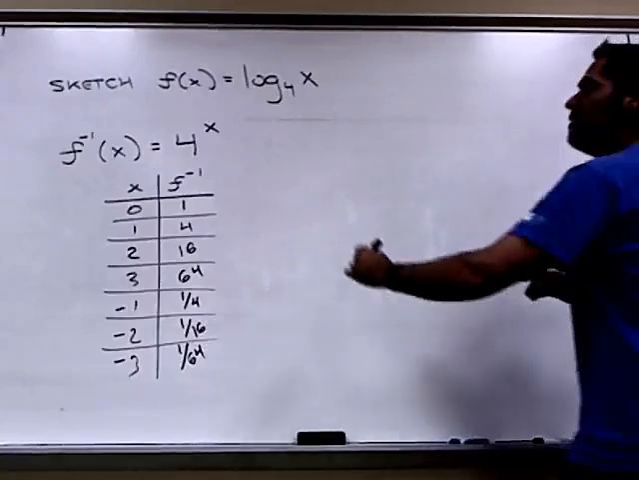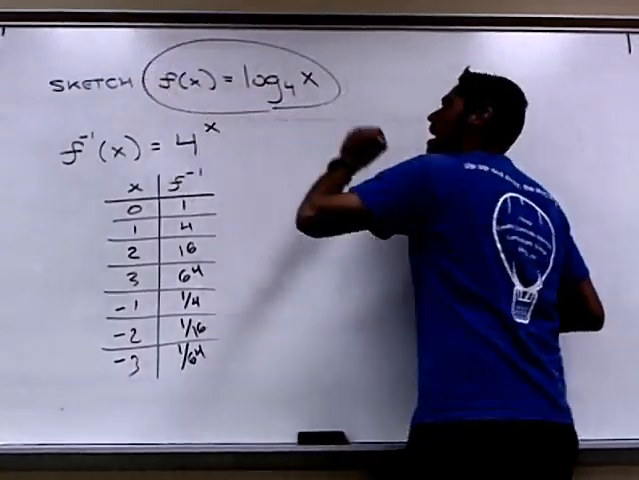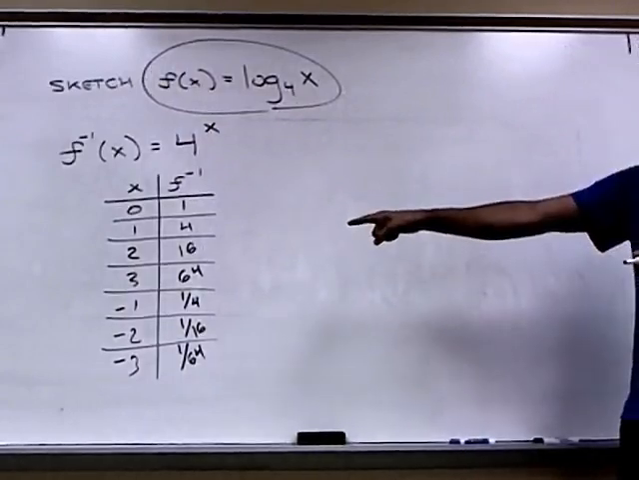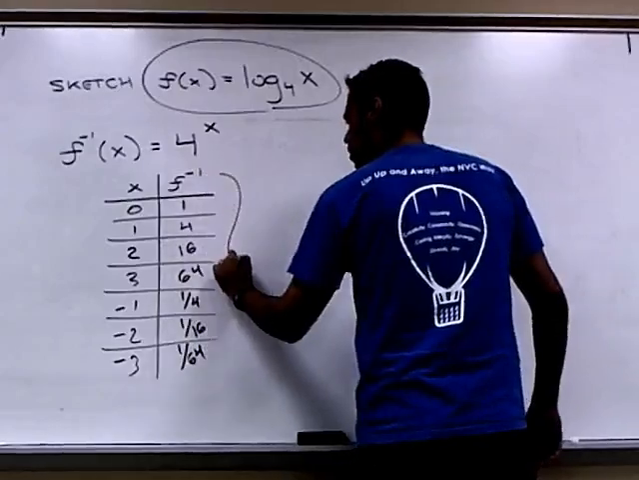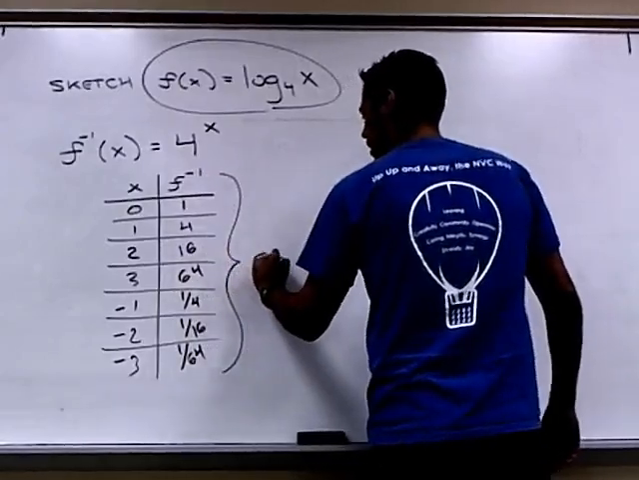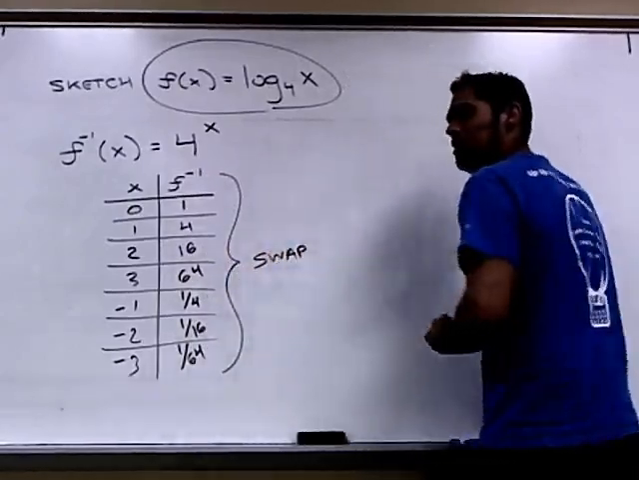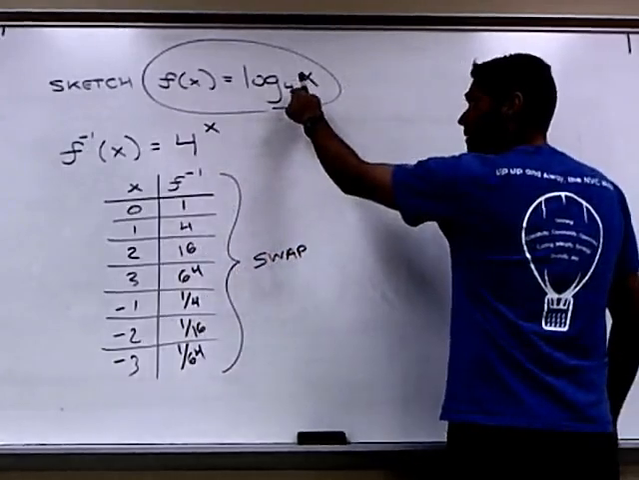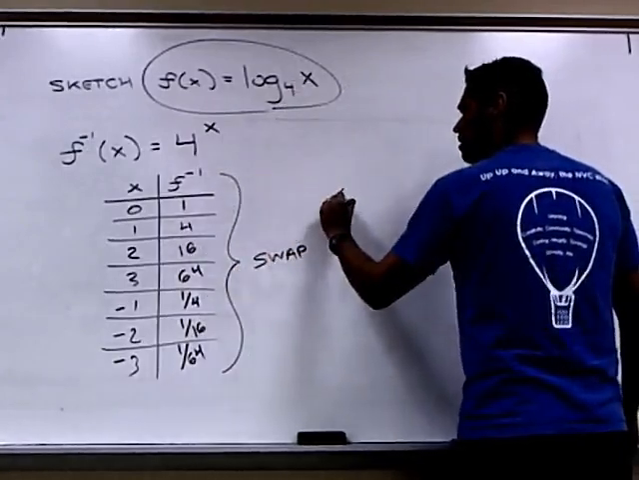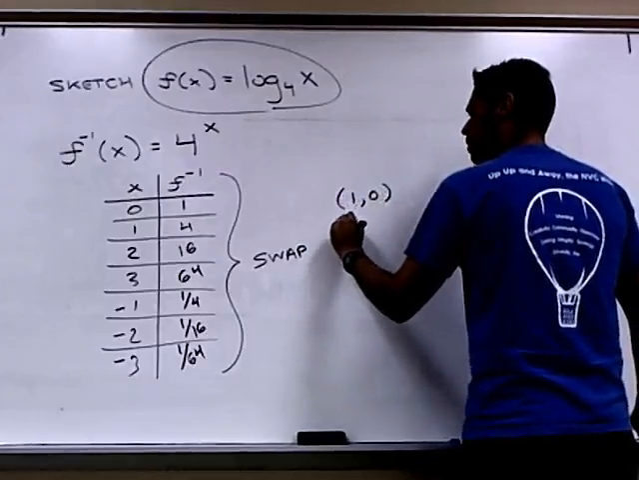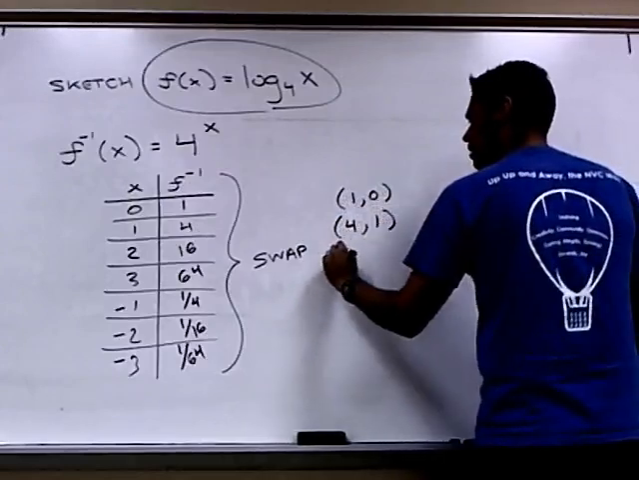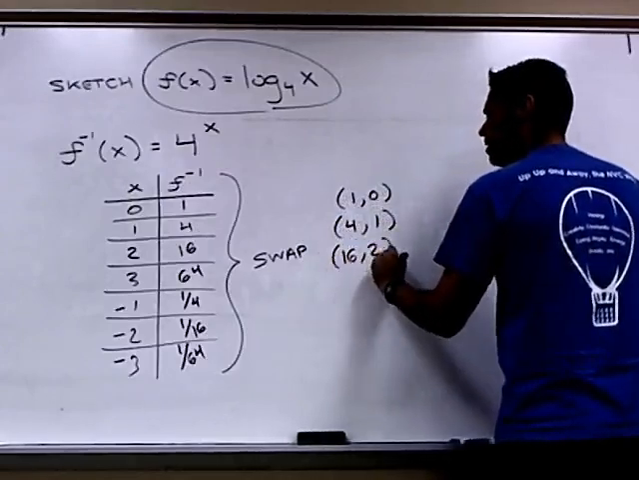Now I'm ready to graph this. So let me come back to f. I know something about its inverse, right? All I need to do now is take all these points and swap them, right? Swap these. So to graph the points on that, I'm going to take, let's see, 0, 1 becomes what? 1, 0. 1, 4 becomes 4, 1. 2, 16 becomes 16, 2. You see how this works?